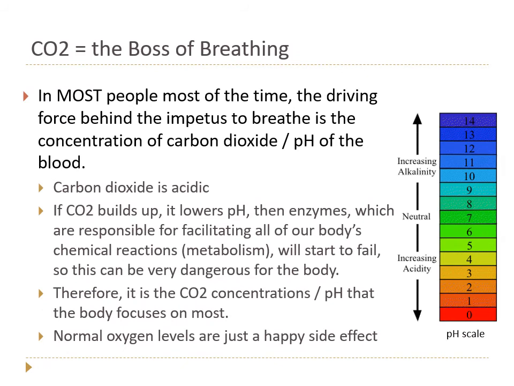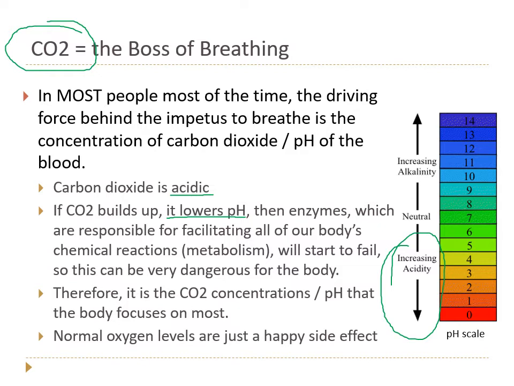It turns out that it's actually carbon dioxide. Carbon dioxide, CO2, is the boss of breathing. So the reason is carbon dioxide is acidic. So as carbon dioxide builds up in the bloodstream, because it's constantly being produced by the mitochondria as a waste product from aerobic cellular respiration, it ends up lowering the pH, because remember, acidic is lower pH.